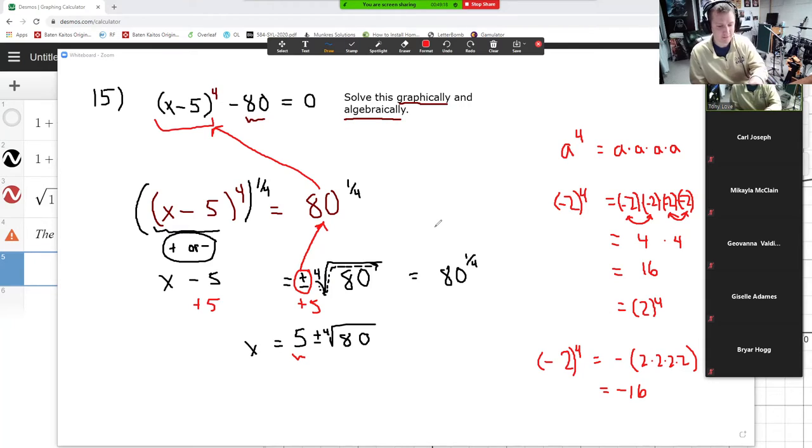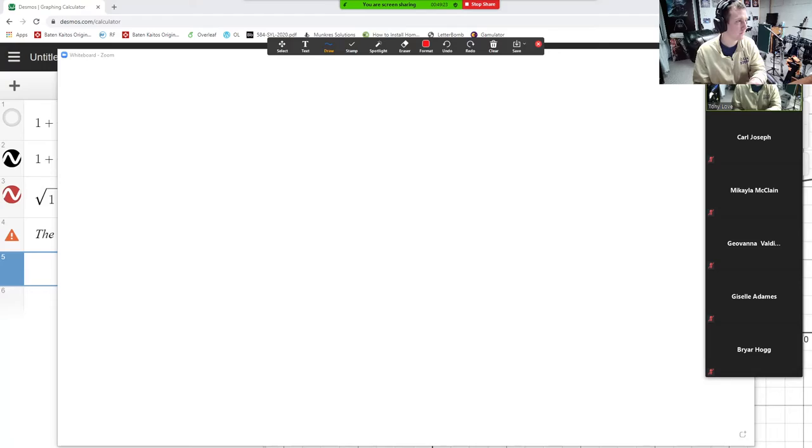Okay. So 2.1. I'm going to go ahead and clear the screen here. 2.1 was the next section. And 2.1 is on functions, which brings me to my first question.